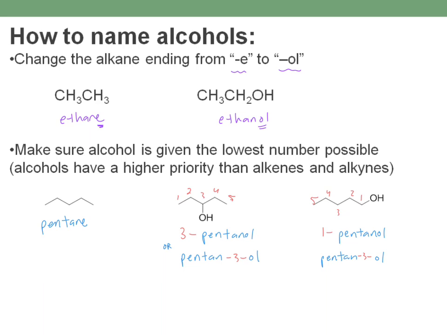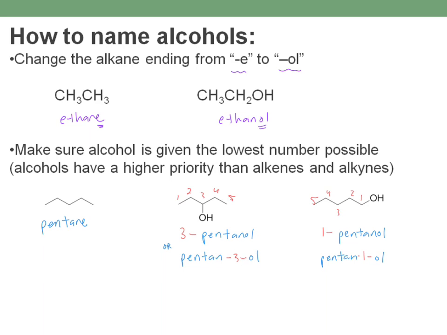That's really all there is to naming alcohols. You just want to make sure you give them the lowest number and that you change the ending to OL, basically. So let's look at some examples. Oh, wait, before we go, that's actually not pentan-3-ol. That should be pentan-1-ol, excuse me. So pentan-1-ol. Okay, perfect.